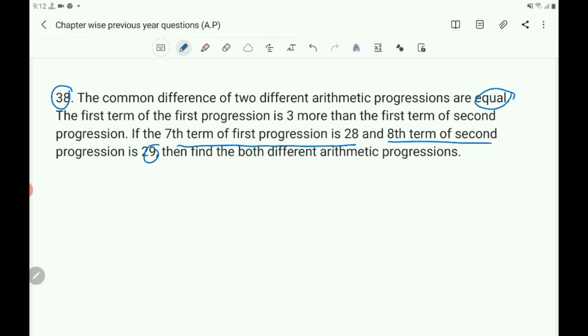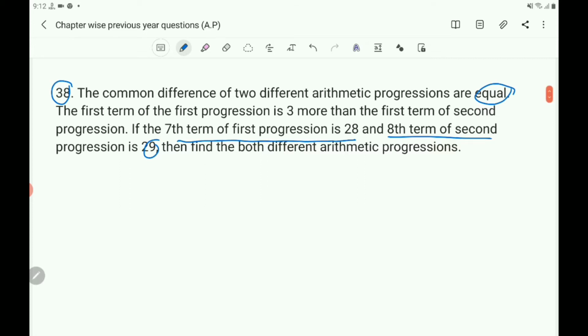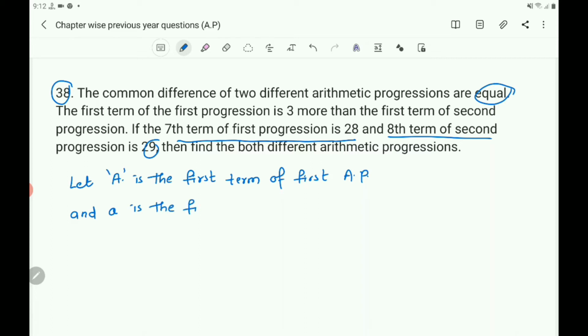different arithmetic progressions. So you take capital A as the first term of the first AP, and small letter a as the first term of the second AP.